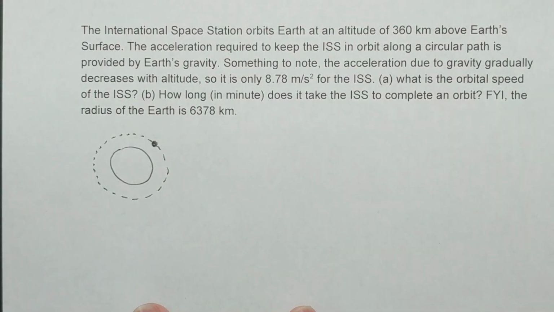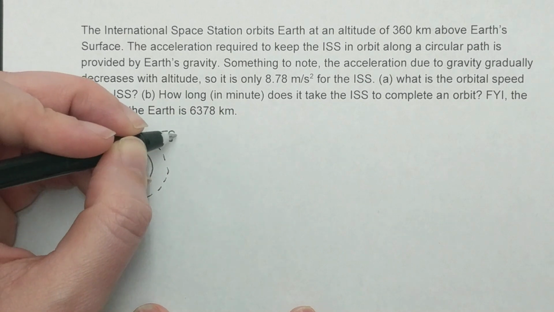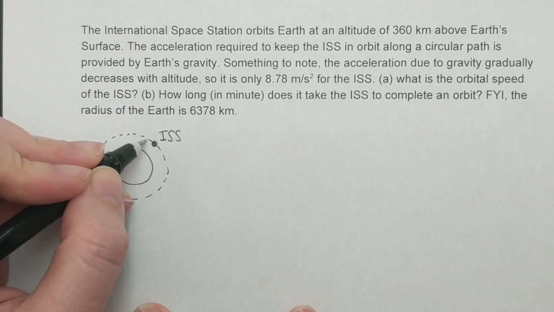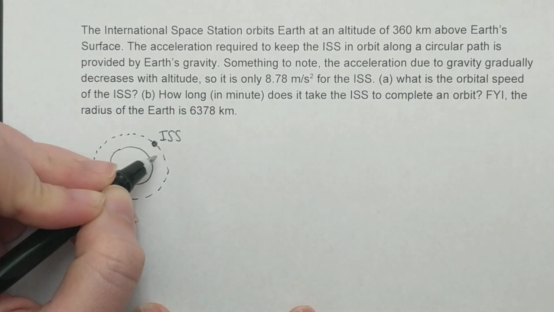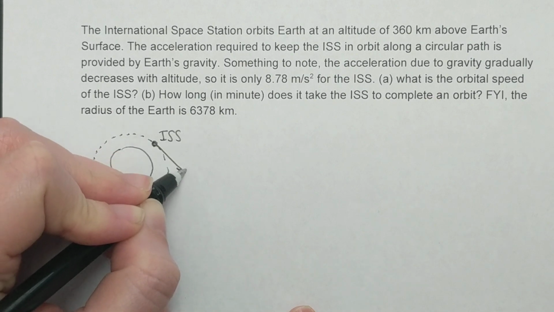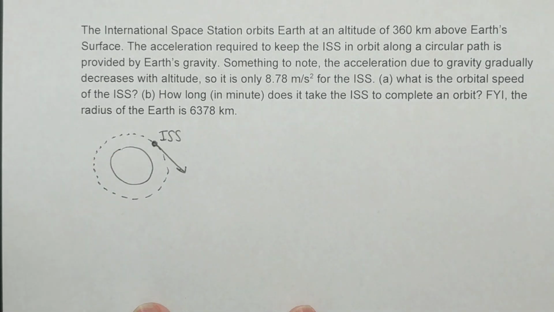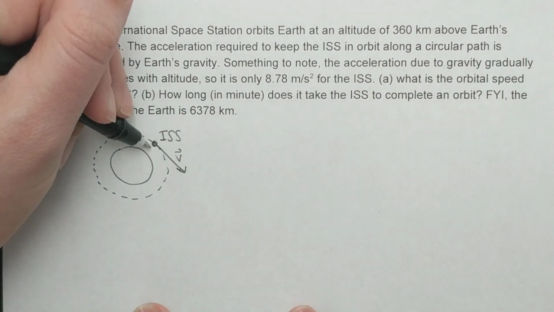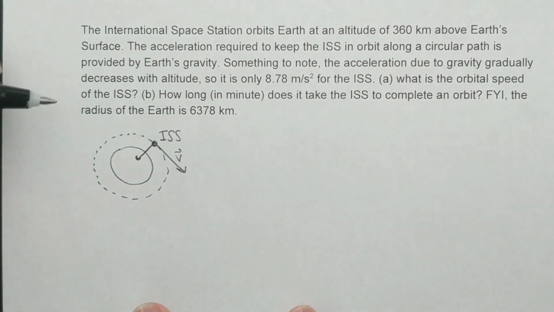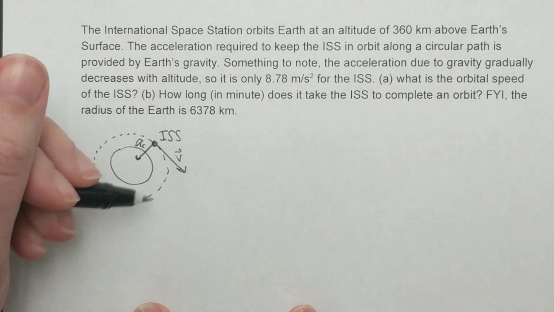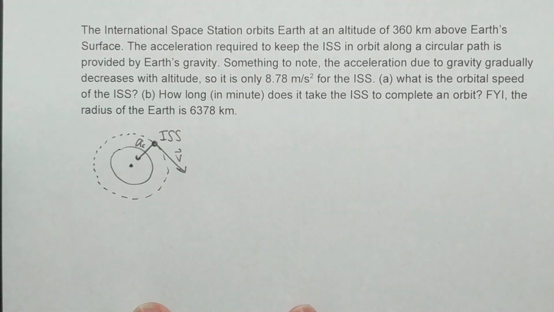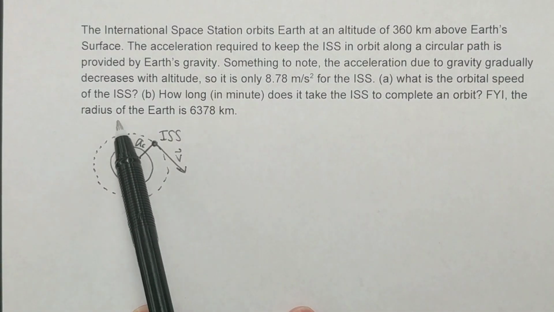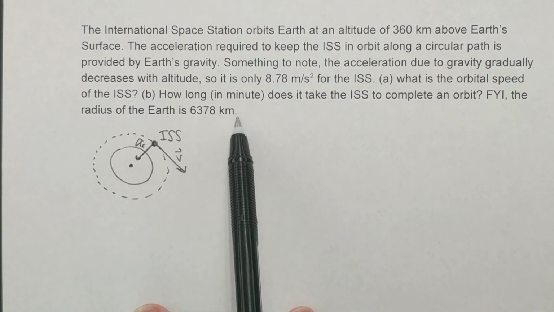Sketching out a diagram, we already have something pretty nicely done here. Maybe I'll draw a dot here and label that as the ISS, and perhaps this time it's moving in a circular path in the clockwise direction. That would be its velocity vector. Its acceleration vector would be pointing towards the center of the circle. And the center of the circular path here is actually going to be the center of the Earth. This is why it's important that the problem tells us the radius of the Earth is this much.